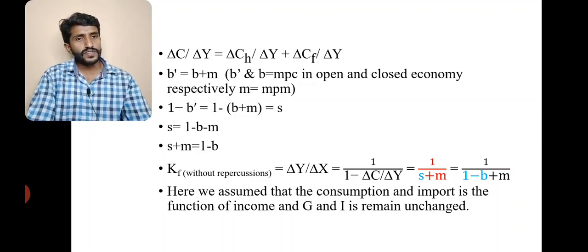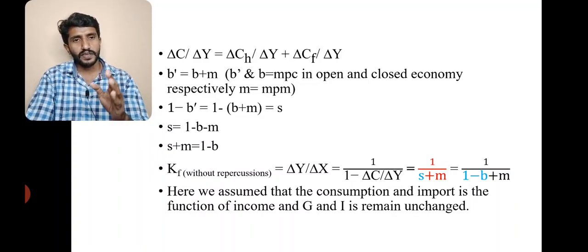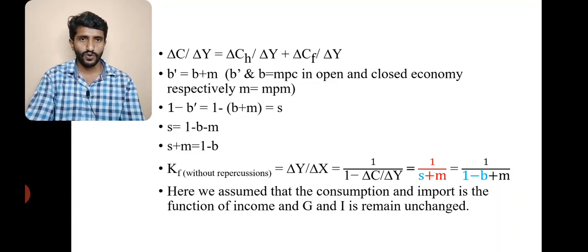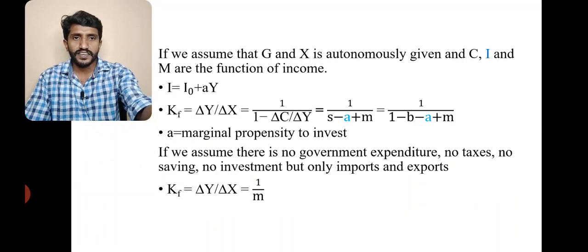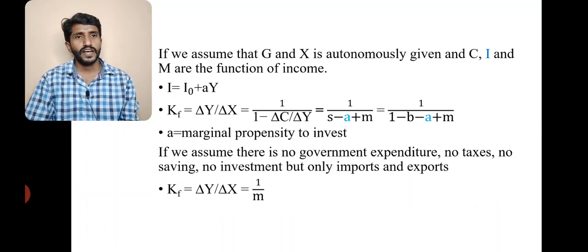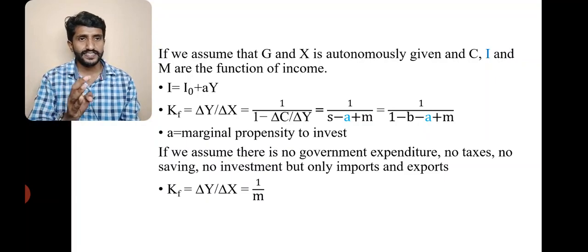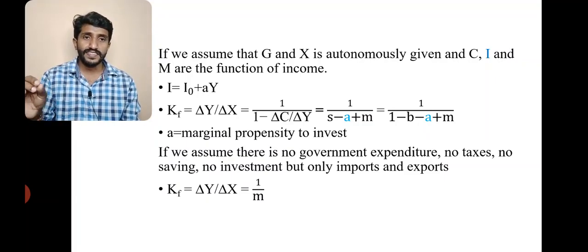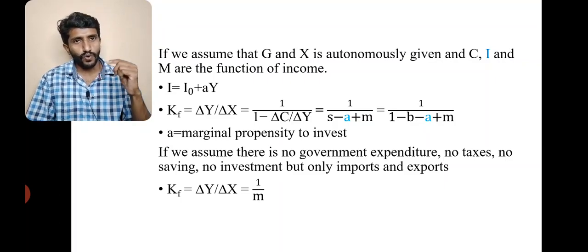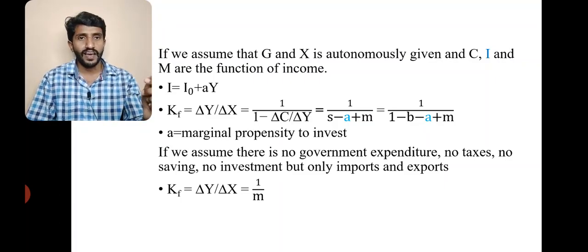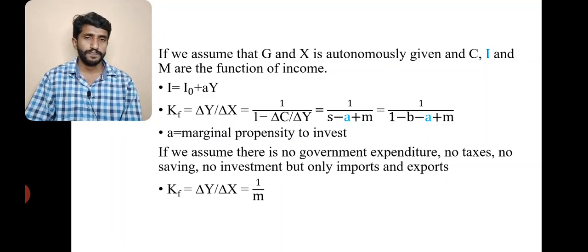Here we have assumed that consumption and import are functions of income, and G and I remain unchanged, that is, constant. But suppose we make some changes in I. If we assume x and G are autonomously given, but C, I and M are functions of income, then the only variable which changes now is I, which is a function of income. We are assuming it like that.